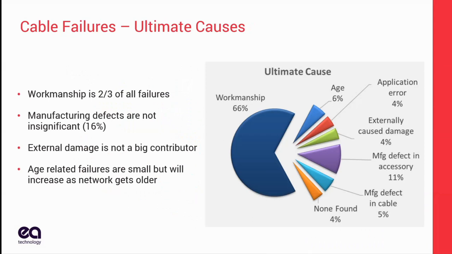So for these 73 events, we looked really what's going on. So we see results that didn't really surprise us, that workmanship was 2/3 of the failures. One surprise was the manufacturing defects in the accessories or in the cable were 16%. That's high. We really expected to see that lower, and expected external damage to be a bit higher. 4% was not very high. So if you look at that, if you could get rid of the manufacturing defects and you could get rid of the workmanship issues, you'd have 1/10 the number of failures that you have today. So those are the ultimate causes we want to address.